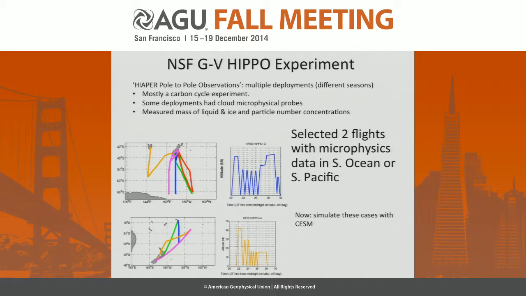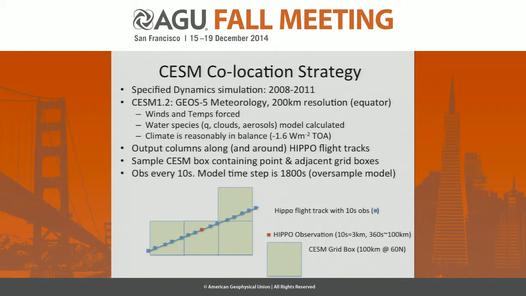So what we've done to try to simulate these cases in a model is to do something that people have commonly done with chemical transport models, and that is we're specifying the dynamics. Instead of calculating the dynamics, we're nudging the model strongly with a 5-hour relaxation time towards winds and temperatures. So this is the GEOS-5 meteorology. It's 200-kilometer resolution, and I think it's 56 levels. The water species and all the other trace species in the model are advected and conserved. So we put in the dynamics or relax the dynamics, but the water vapor and the condensed water and all the aerosol species are emitted, scavenged, and transported as a regular climate model would do it.